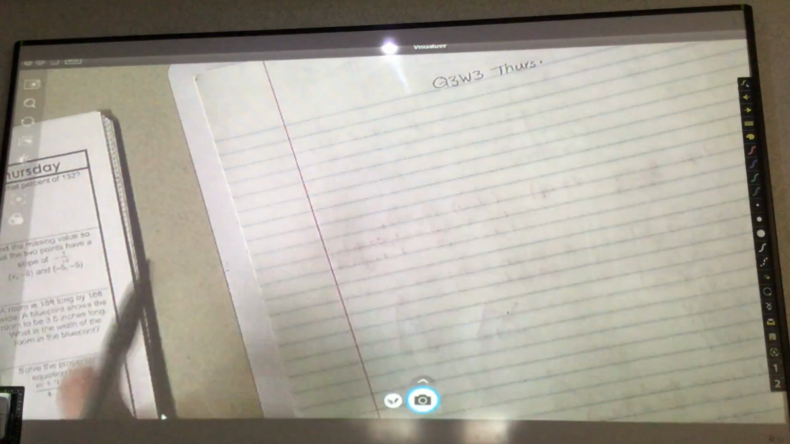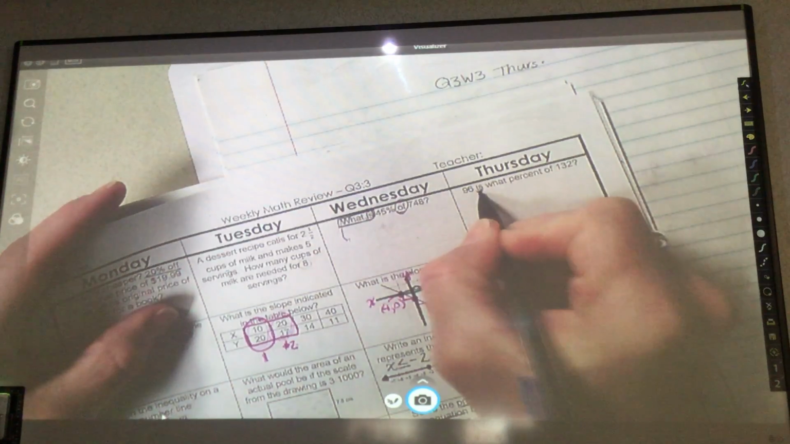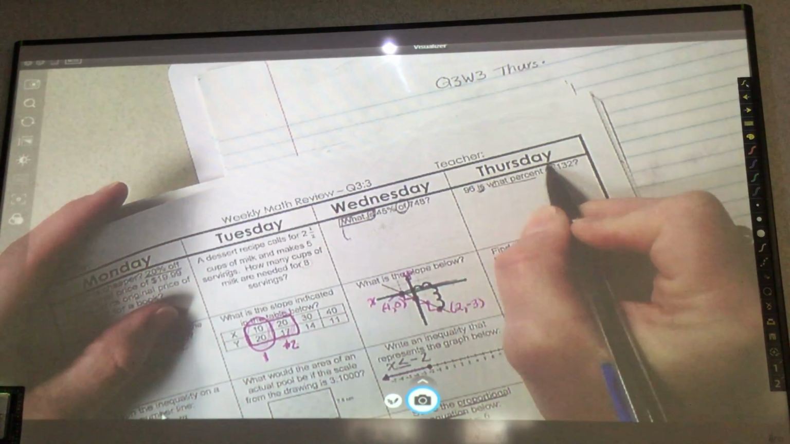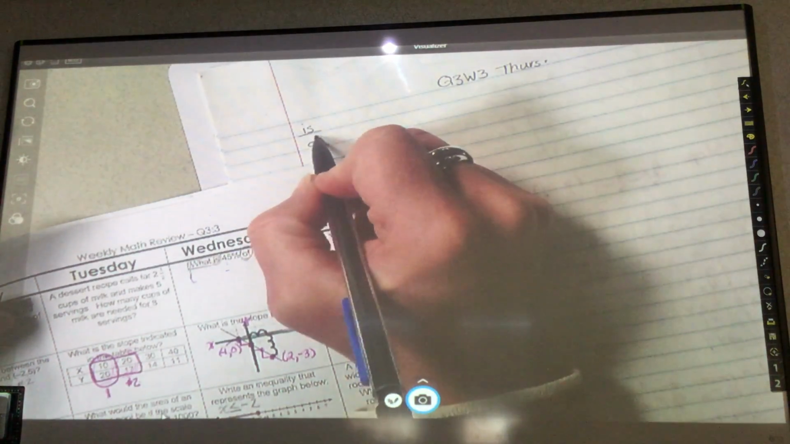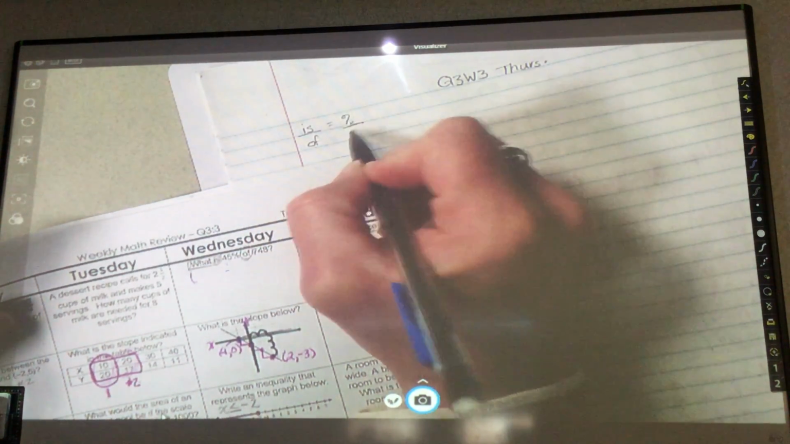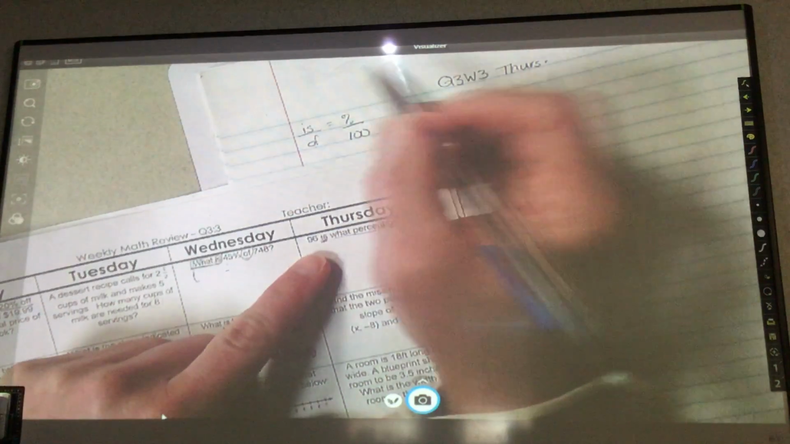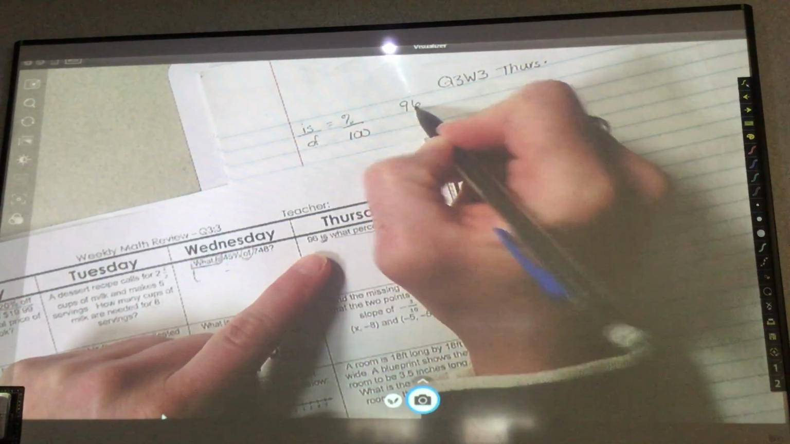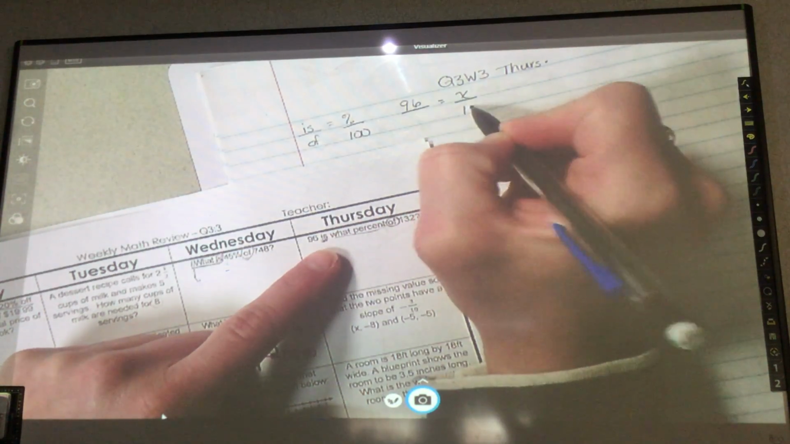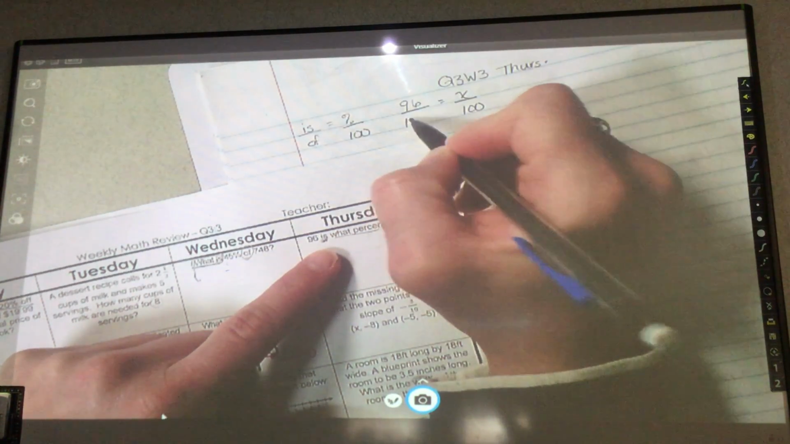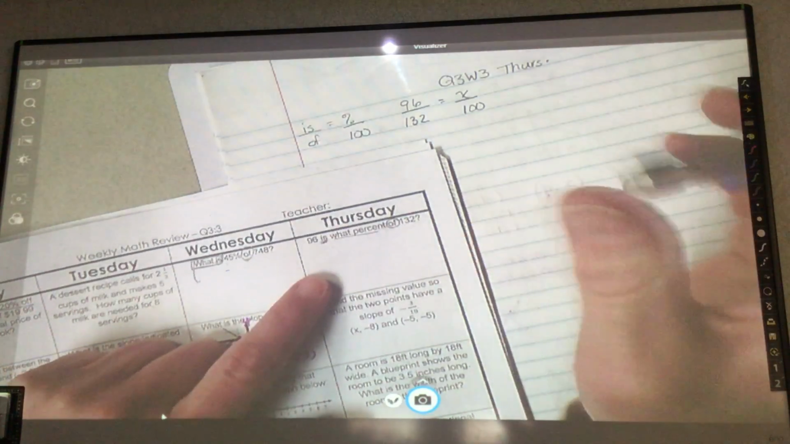All right, 96 is what percent of 132? So you do the is over of equals percent over 100. So the 96 is what percent, I don't know the percent, 100 always stays here, of 132. That's how you set it up.